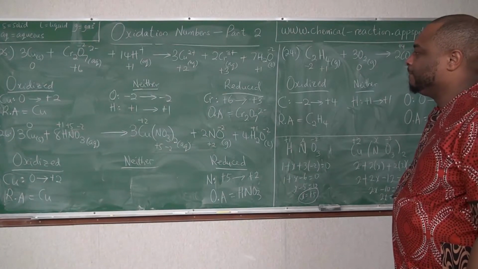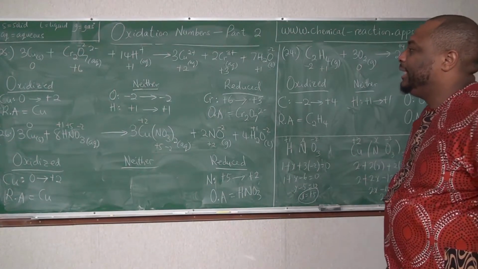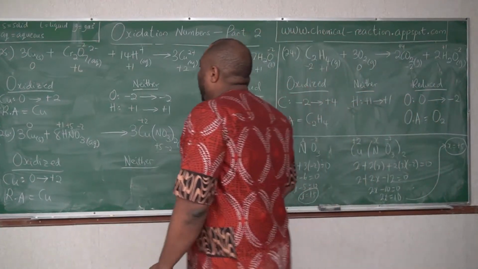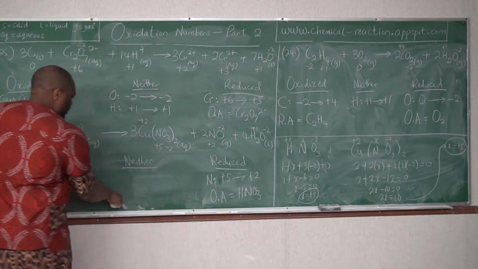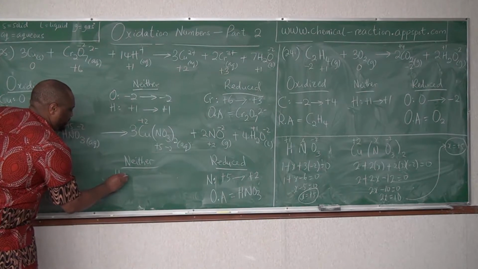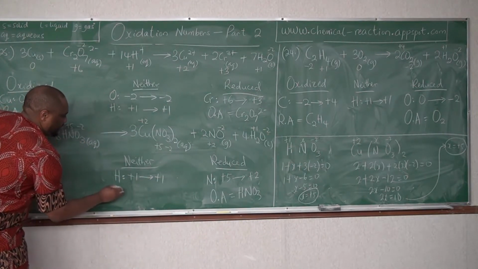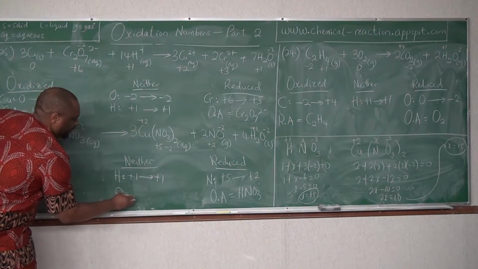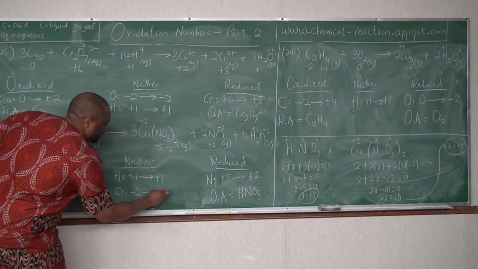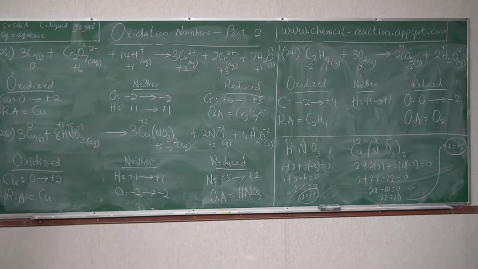Then neither is hydrogen and oxygen. Hydrogen from plus 1 to plus 1, and then oxygen from minus 2 to minus 2. Those are neither. Does it make sense?